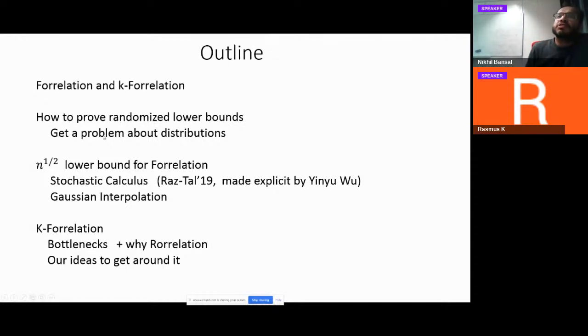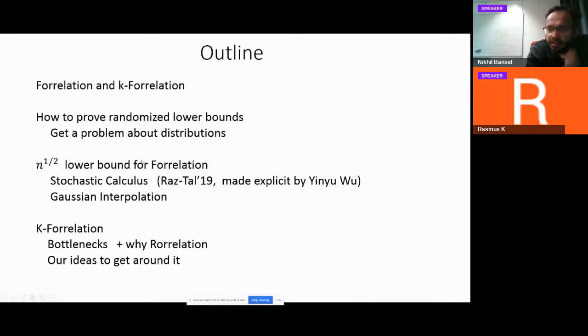And then we'll see that we can just forget about all of this and reduce this down to a problem of understanding two different distributions, right? So it'll just become a problem about probability. And then I want to explain to you the square root n lower bound for Forrelation.